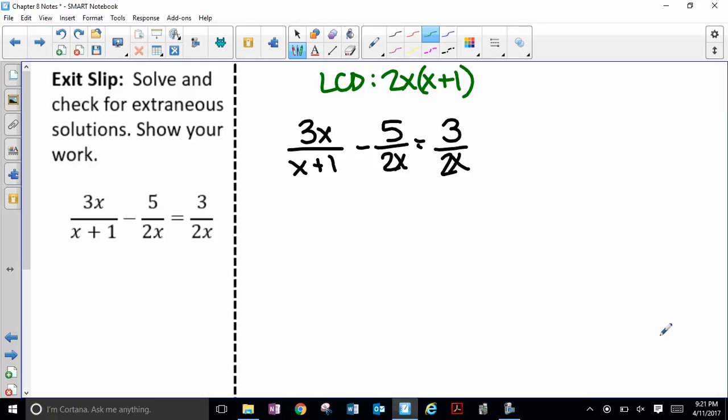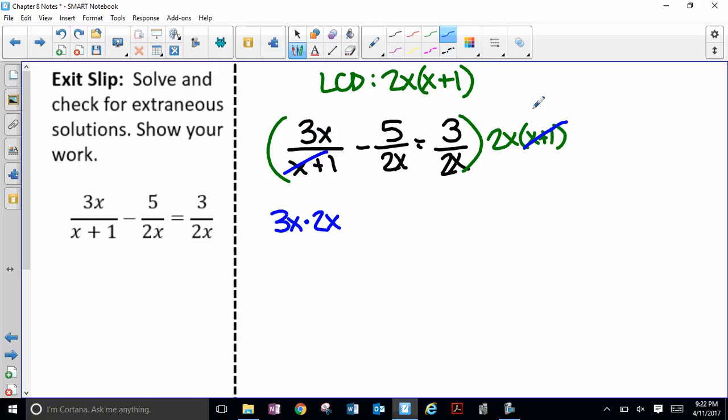All right, so to start here, you should have had your LCD as the 2x and then the x plus 1. Even though 2x showed up twice, you're not going to make that 4x squared. Don't multiply it, because then it won't be the least common denominator, and you'll have more variables and things to deal with. All right, so let's multiply. So 2x times x plus 1. So when you do the 3x over x plus 1 with the LCD, the x plus 1's cancel, and you're left with 3x times the 2x, which I'll do in just a second, but it is multiplied.